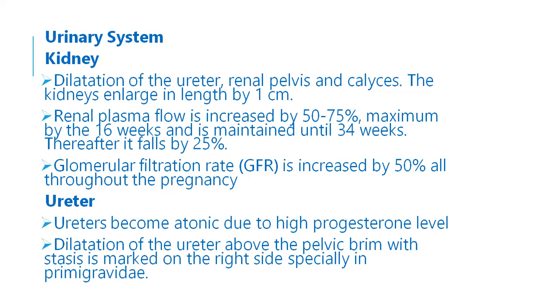GFR, glomerular filtration rate, is increased by 50% throughout the pregnancy. The ureters become atonic due to high progesterone level. Dilatation above the pelvic rim with stasis is marked on the right side, especially in a primigravida.